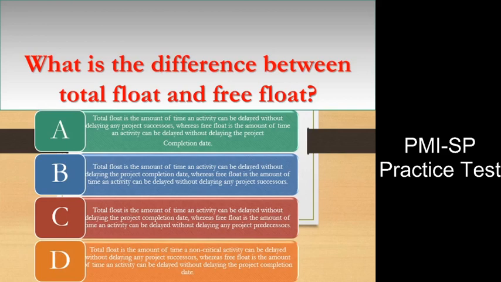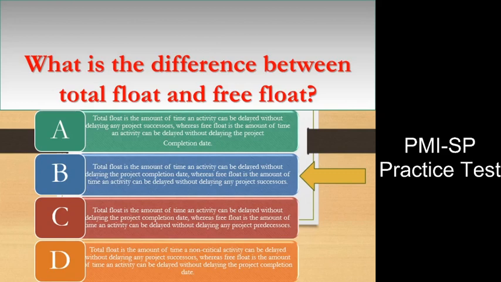D. Total float is the amount of time a non-critical activity can be delayed without delaying any project successors, whereas free float is the amount of time an activity can be delayed without delaying the project completion date. Answer B.